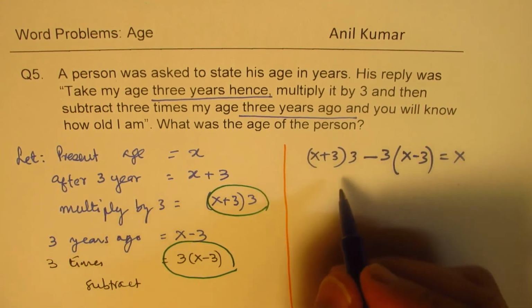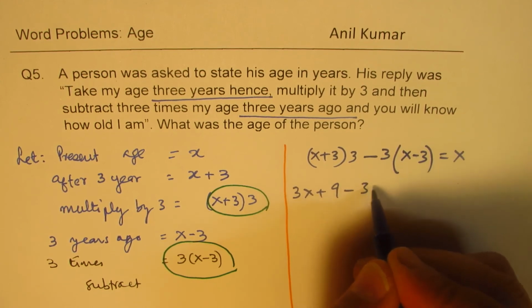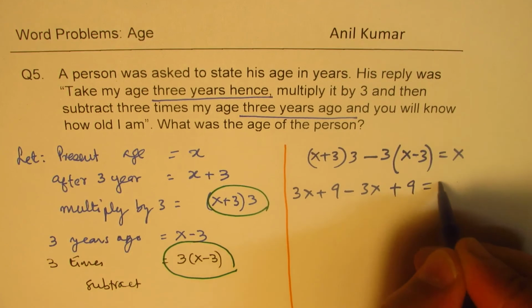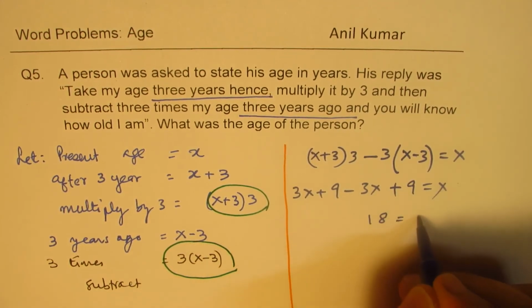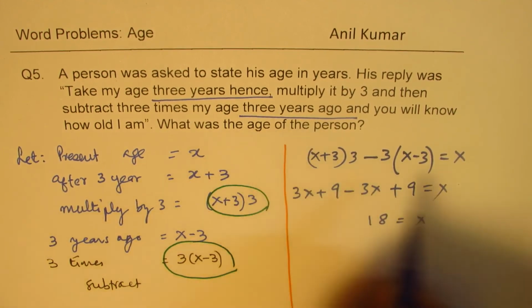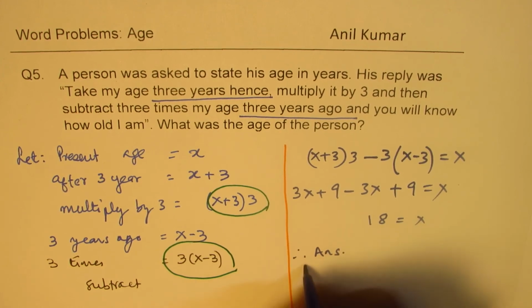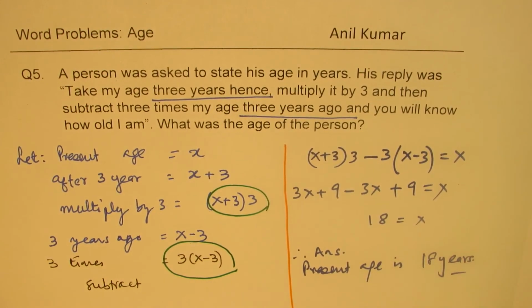Okay, so let's open the bracket. So we get 3x plus 9 minus 3x, and that is also minus and minus becomes plus 9 is x. 3x and 3x cancel. 9 plus 9 is 18. So we get 18 equals to age of the person, present age. And therefore, the answer is present age is 18 years. Is that clear? So that is how we are going to solve all these questions.